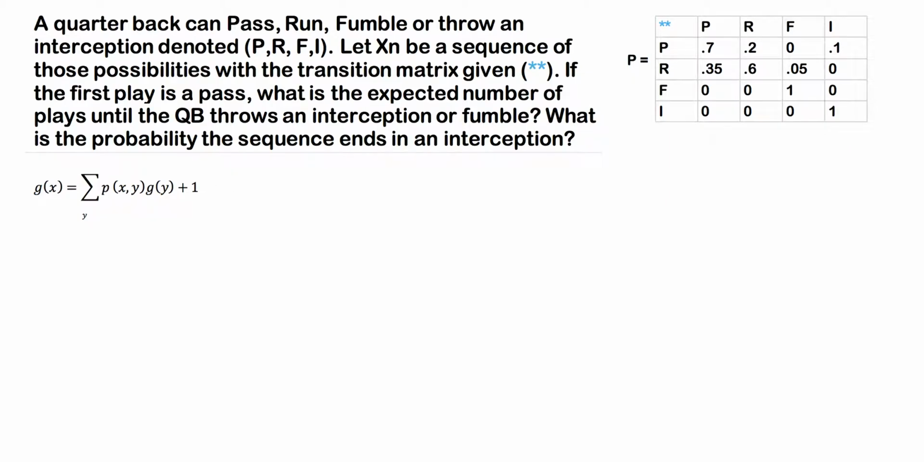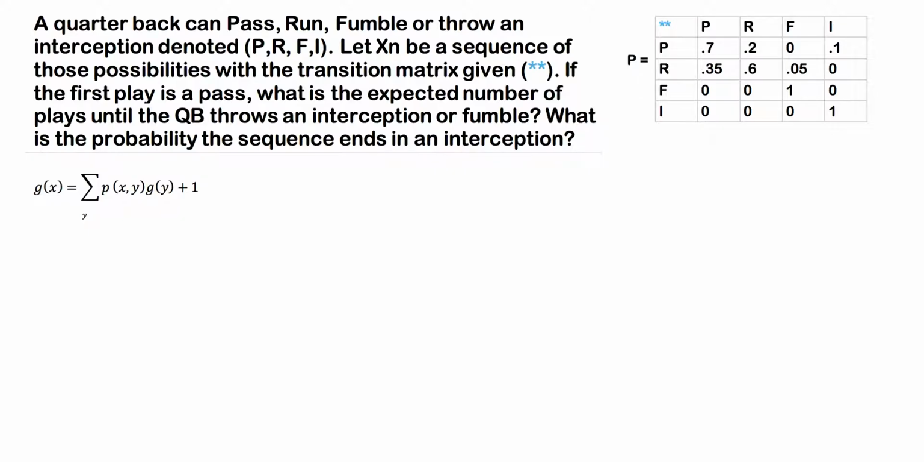A quarterback can pass, run, fumble, or throw an interception, denoted P, R, F, or I. Let Xn be the sequence of those possibilities with the transition matrix given to the right. If the first play is a pass, what is the expected number of plays until the QB throws an interception or a fumble? What is the probability the sequence ends in an interception?